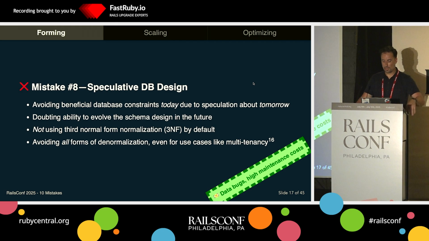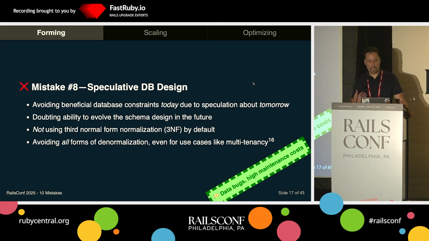Okay, so next up, I'm calling it speculative DB design. This would be something like avoiding a beneficial database constraint today in your schema design based on speculation about your needs that you might have in the future or tomorrow. So you might doubt your ability to evolve the schema design in the future. You might not be using third normal form normalization by default. And then on the opposite side, you might be avoiding all forms of denormalization, where you want to gain an advantage on your query side at the cost of some data duplication. There are cases like multi-tenancy where that can be beneficial. So this could show up as data bugs and increased maintenance costs.